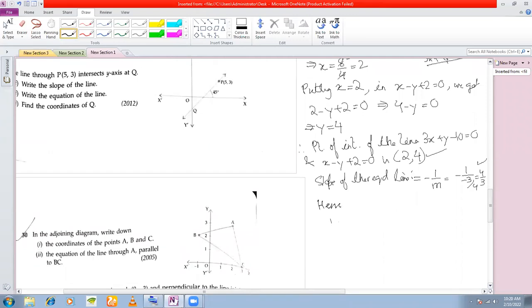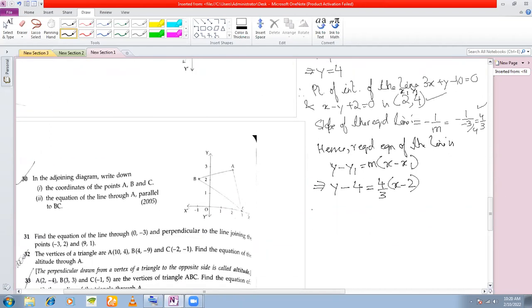Hence, the required equation of the line is y minus y1 is equal to m times x minus x1. Put the values. y minus y1, which is 4, is equal to m. m is 4 by 3 into x minus x1, which is 2, right? This one is x1, y1, right? So therefore now we can solve this.